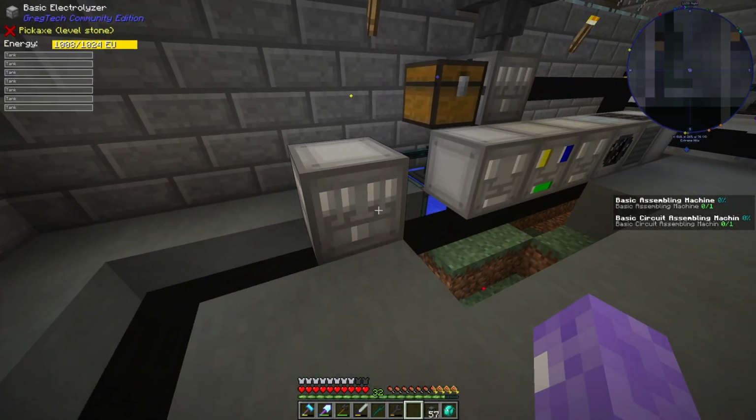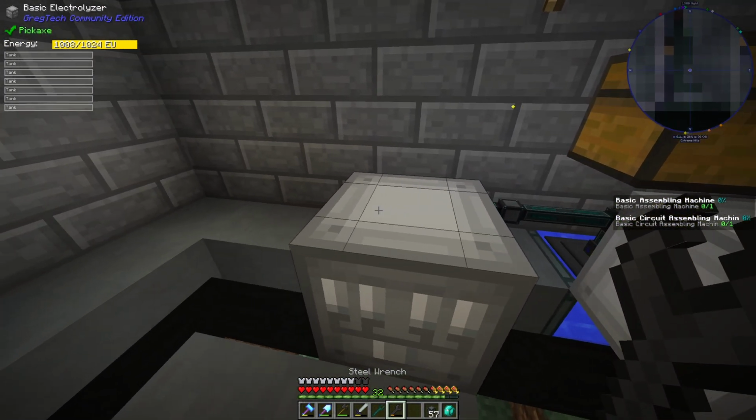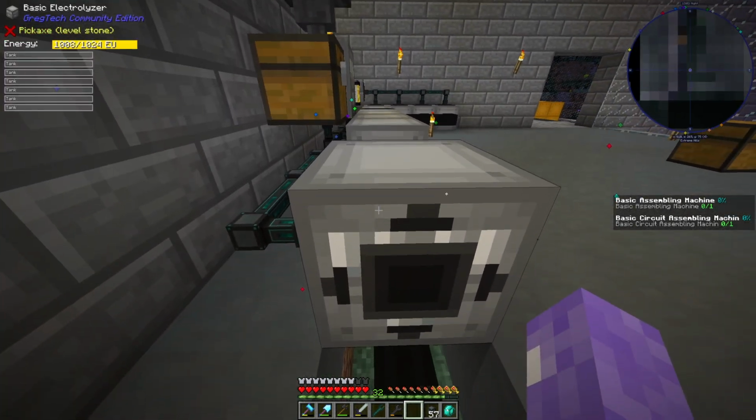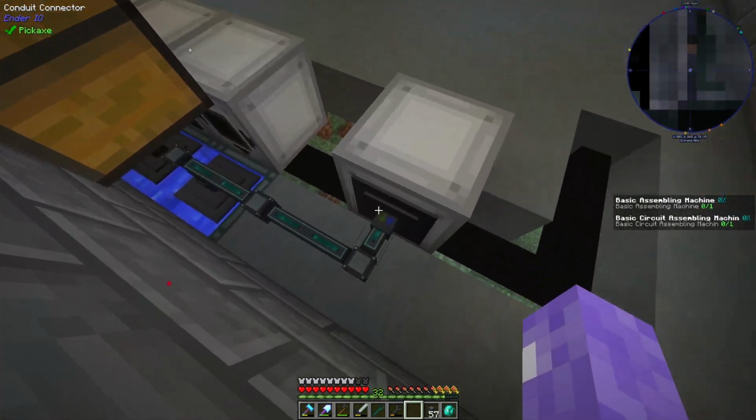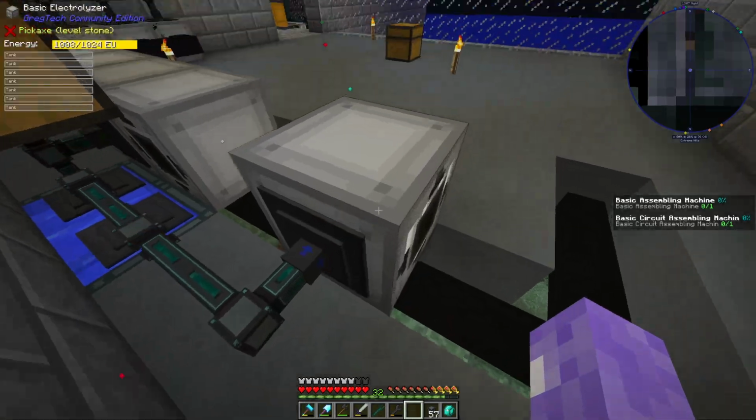Okay, so that's the output side. So this is what I'm talking about. So output side, we'll put it this way, and now it should be getting water. What am I missing? Let's take off the extract.